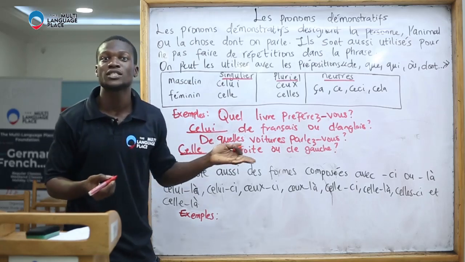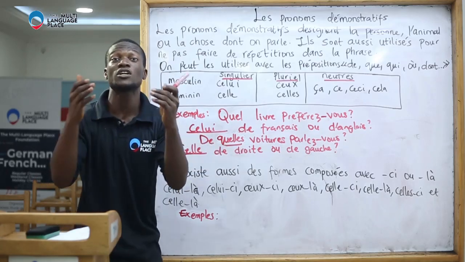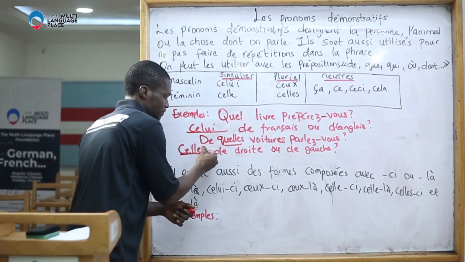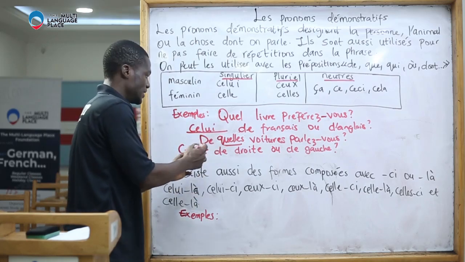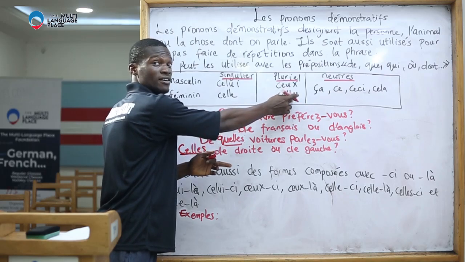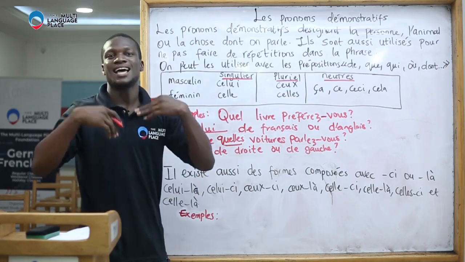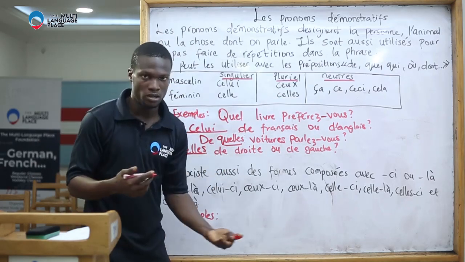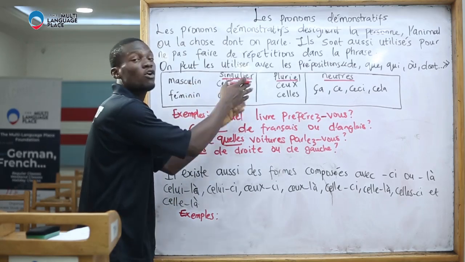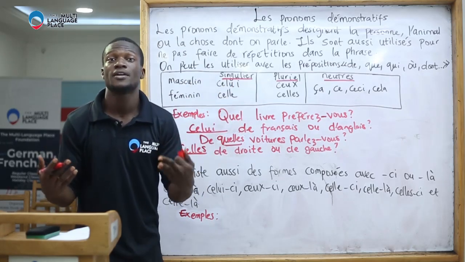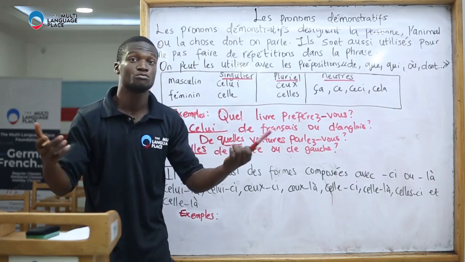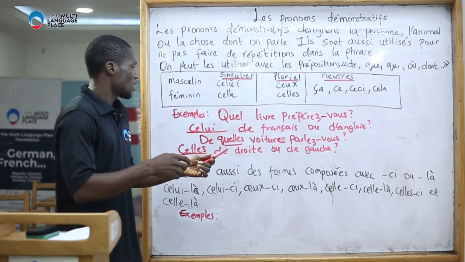De quelle voiture? You're talking about which cars? The ones, it must correspond. Celle de droite, the ones. Let's move to plural here. The ones at the right or the left. And then you use them according to how they appear: masculine singular, feminine singular, masculine plural, feminine plural.